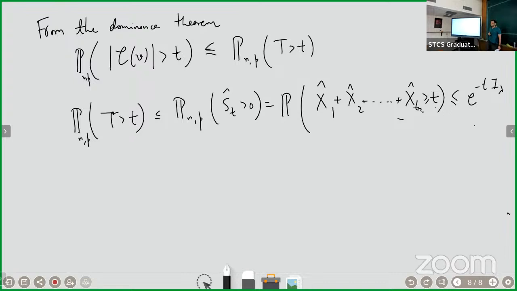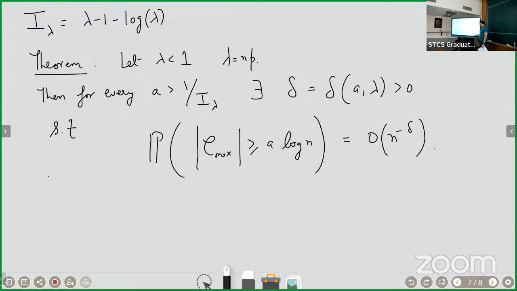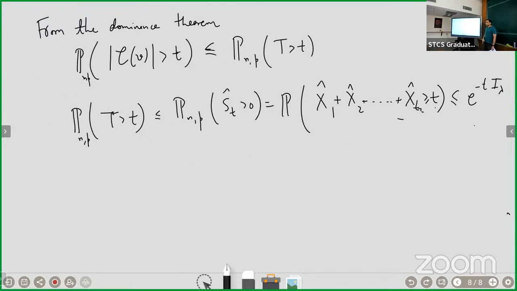We did many classes about this: the sum of IID random variables being greater than t is bounded by e to the minus t times I of lambda. What is I of lambda? Just a function of lambda, and lambda is nothing but n times p. So this is an application of the Chernoff bound.